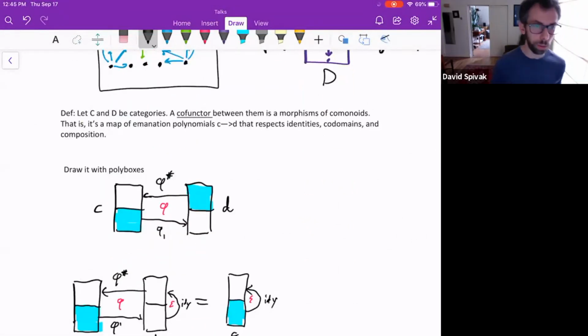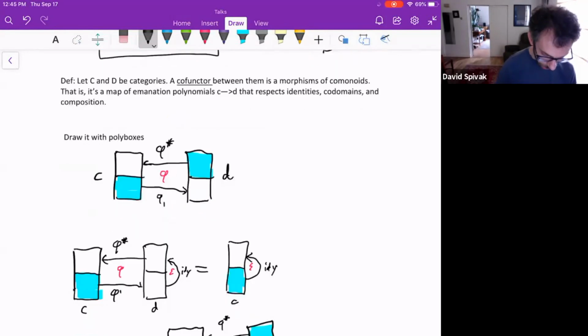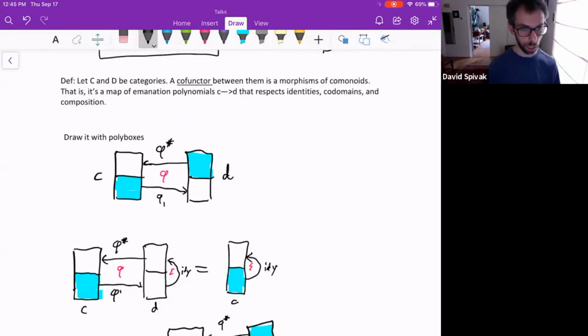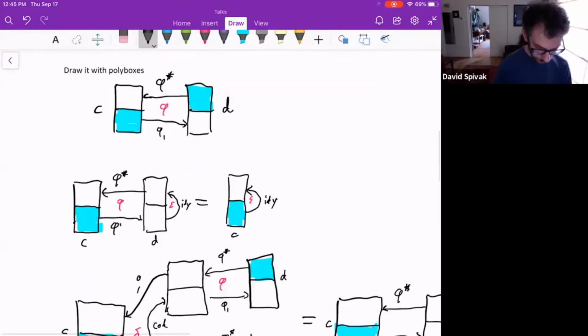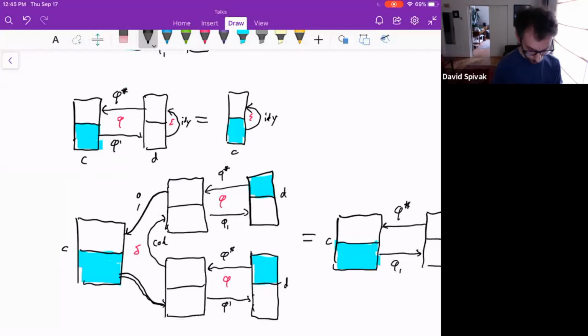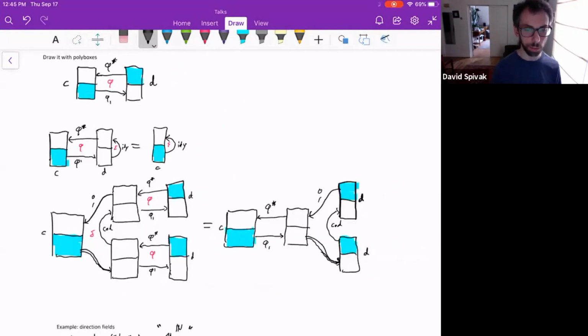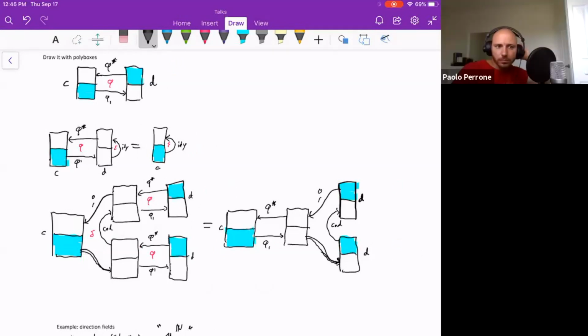Okay, so let's say you have two categories. A cofunctor between them is a morphism of them as comonoids. Remember, categories are polynomial comonads. So it's a map of the emanation polynomials of C to D that respects codomains and compositions. So to draw it with polyboxes, it's this map from the emanation polynomial of C to the emanation polynomial of D, called phi, say, such that when you do phi and then identity, it's identity. And when you do codomains and compositions, delta, and then phi, it's the same thing as doing phi then delta.